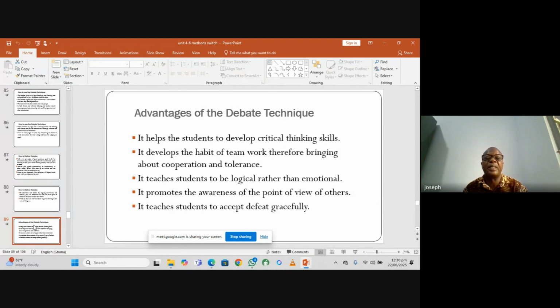We talk about sportsmanship. It promotes awareness of the point of view of others. Make sure that you also listen to others. You are not the only person who knows. So listen to others and make sure that you also learn from them. It teaches students to accept defeat gracefully. If you are not declared the winner, just accept it and move on. It's a way of learning.